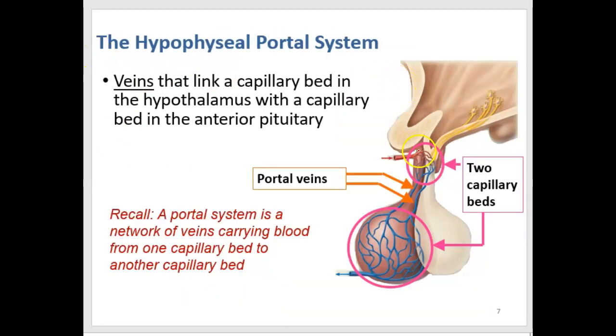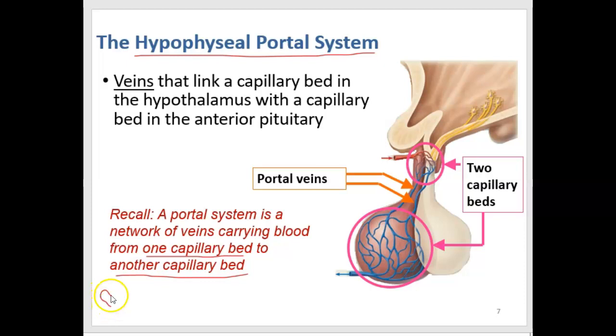Now let's talk about the hypophyseal portal system that's in the infundibulum. A portal system is a network of veins that carry blood from one capillary bed to another capillary bed. Now this is a little bit unusual because usually blood goes through just one systemic capillary bed. And I'm going to try to demonstrate what I mean.